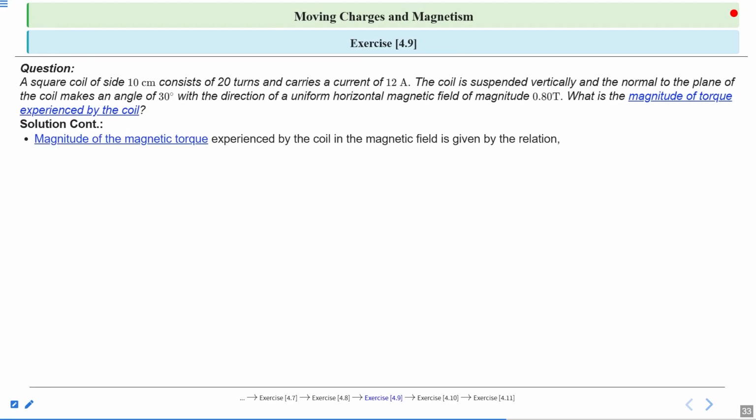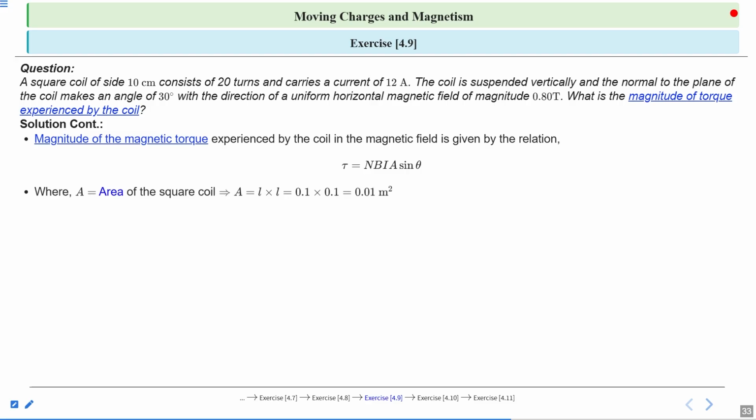So the magnitude of magnetic torque experienced by the coil in the magnetic field is given by the relation tau is equal to NBIA. So what is NIA? It is M. Torque is MB sin theta. So what is M? NIA. So after putting, torque will become NBIA sin theta.